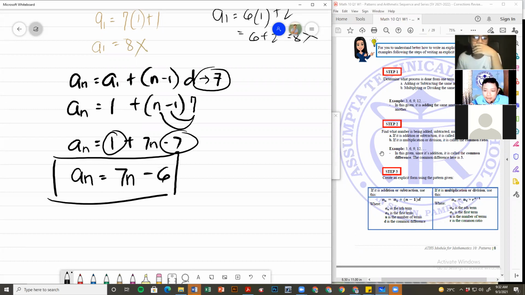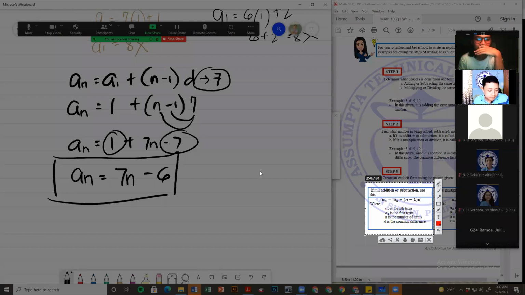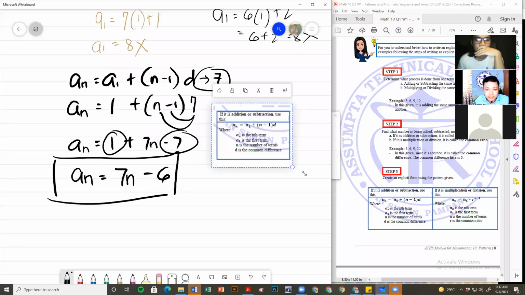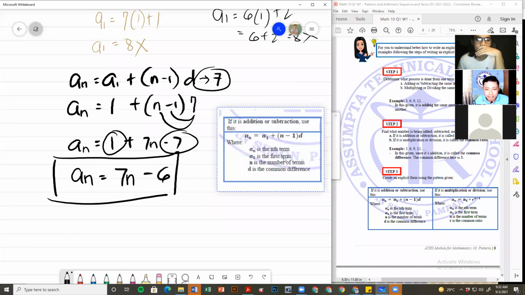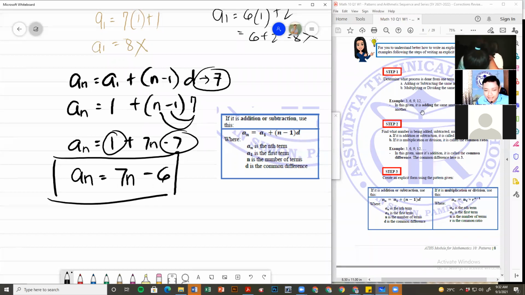That's it. So Mar Wilson made use of this. If it is addition or subtraction, use this. Kapag nagpa-plus tayo, looking at the pattern, if we are adding or subtracting in the pattern, we will use this, sabi ni Mar Wilson. Okay, of course, because that's what's in the module. Very good. So you know that your classmate really read what's in the module. That's correct. Very good.